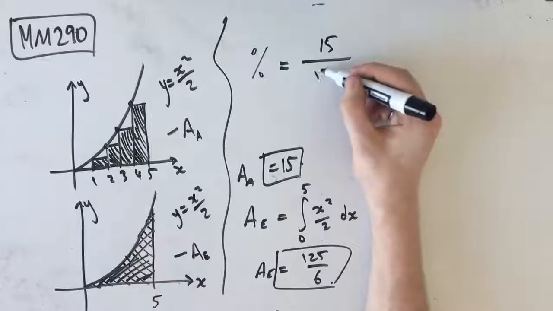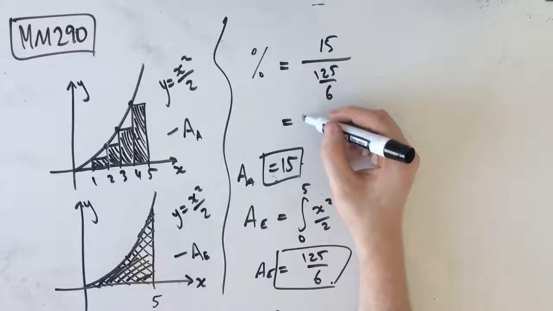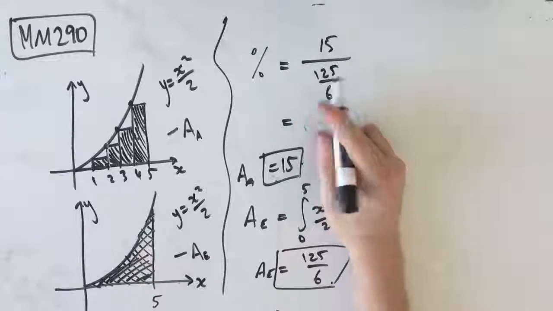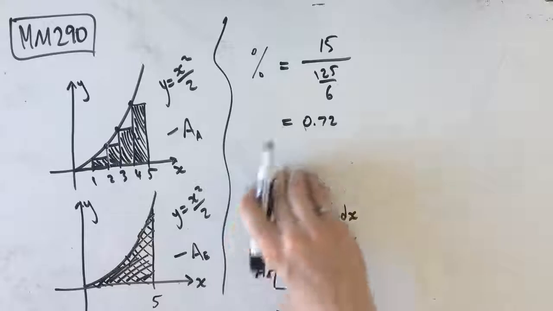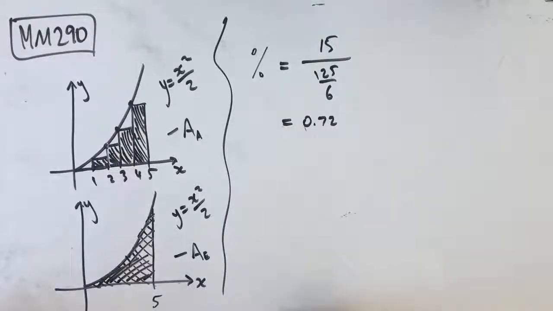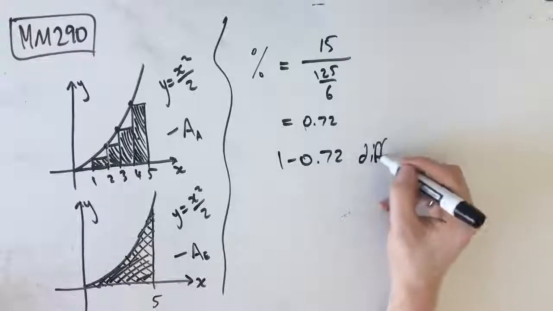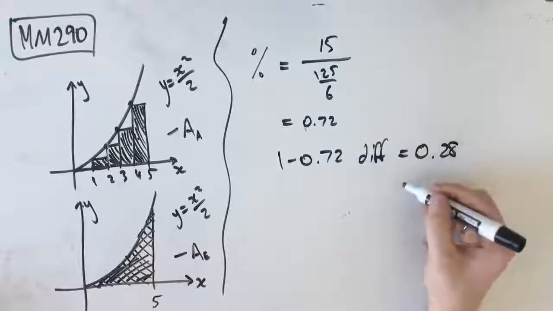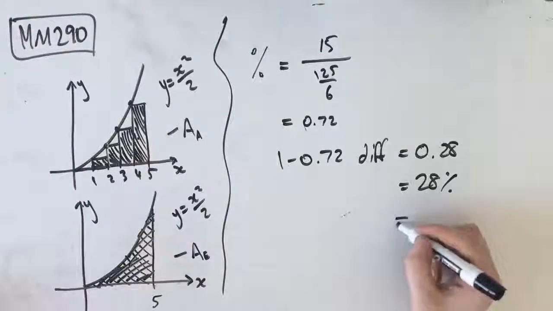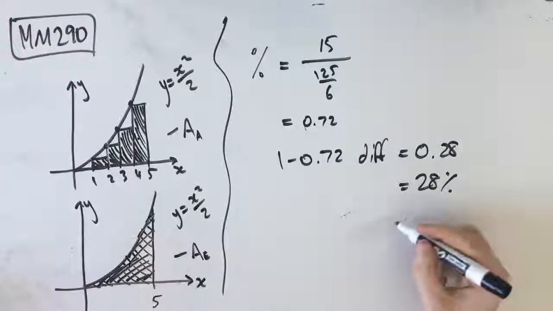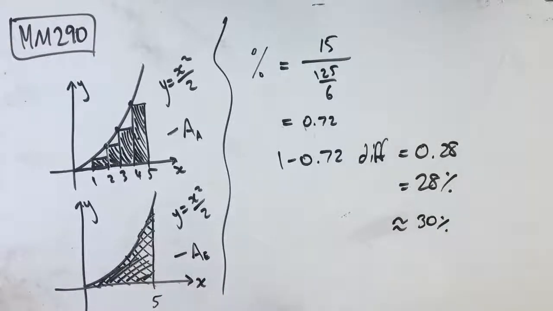So you get 15 over 125 over 6, which is equal to about 0.72, which means that the approximate is 1 minus 0.72 difference, right? Which is equal to 0.28, which is 28% different, which is closest to 30%, which means that our answer is D.